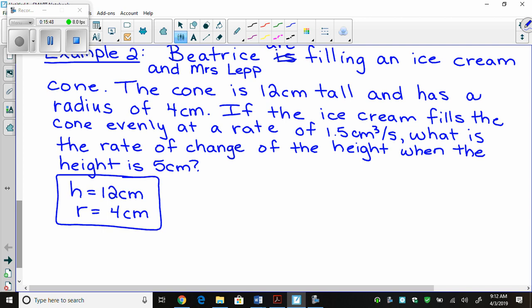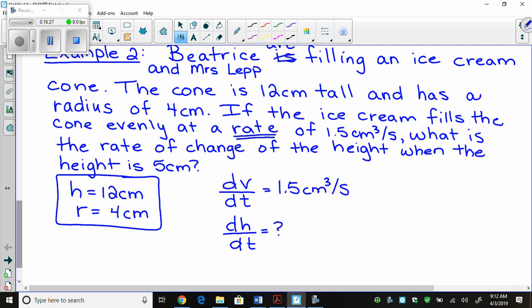You have to keep reading. So it says, if the ice cream fills the cone evenly at a rate of 1.5 centimeters cubed per second, what's centimeters cubed? Volume. So what did they give me? dV over dt, because it's a change in rate. And are they filling it? Yes, so it's positive. Now it says, what is the rate of change of the height? So they want dh over dt when the height is 5 centimeters, which would be the height of the ice cream as it's filling.